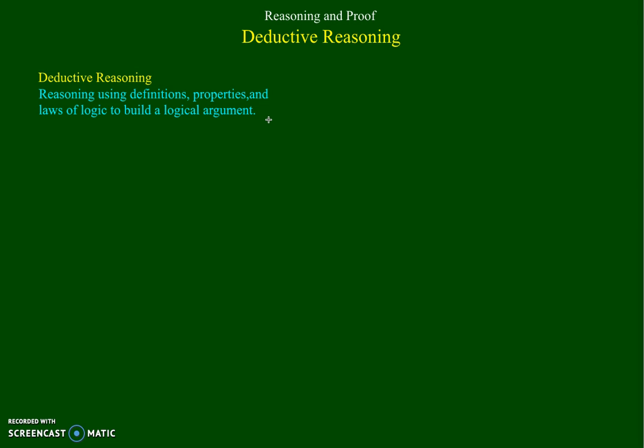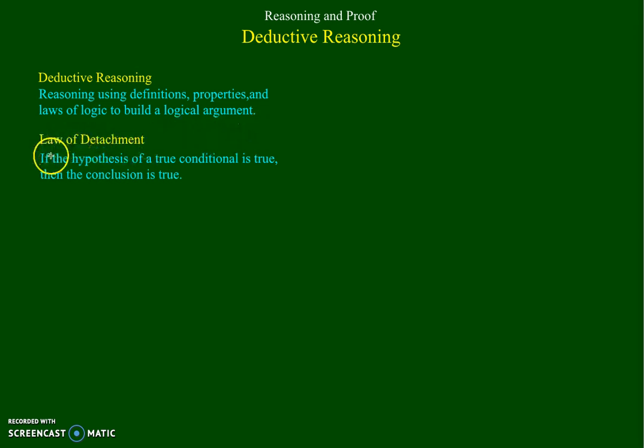This is distinctly different than just simple inductive reasoning, which simply looks at a few isolated examples and tries to draw a general conclusion. So deductive reasoning is specifically using specific facts, properties, and laws of logic to build a logical argument. Now, there are 2 fundamental logical laws that we're going to employ in using this deductive reasoning capability. The first one is the law of detachment.